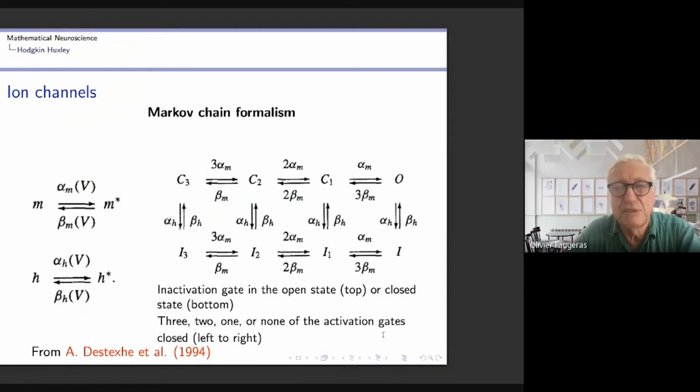What's an important observation, which I'll stress later, is that the ion channels are stochastic beasts. Therefore, if we assume, most of the time, that they can be in a finite number of states, they can be represented by a Markov chain with a discrete number of states. And this is from a nice article by Destexhe and colleagues, where he shows the eight states of the sodium channel with the transition functions alpha M and beta M. This is the open state. This is the activation state. And the inactivation gate, the ball, is in the open state at top or closed at the bottom, and you have the transition probabilities.